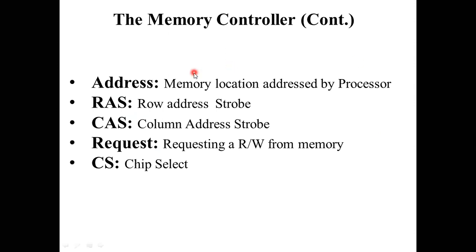This is all about the memory controller. These are the simple terms used in the memory controller. These are the address, the memory location address given by the processor. What is RAS? This is row address strobe. What is CAS? It is column address strobe. What is request? Requesting for reading or writing from the memory. And what is CS? This is chip select.